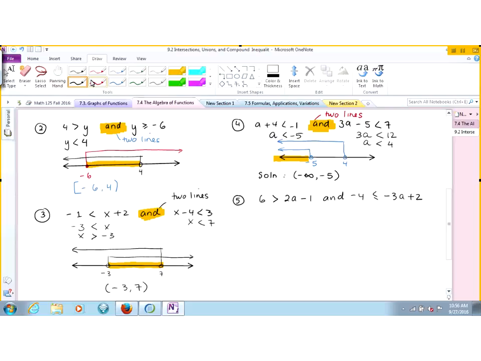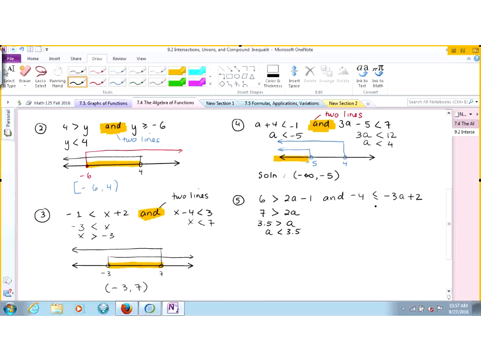Now, number 5. You add 1 to both sides, so what happened here? 7 is greater than 2a, divide by 2. 7 over 2 is 3.5, right? Greater than a. What does it mean, 3.5 is greater than a? A is less than 3.5, okay.